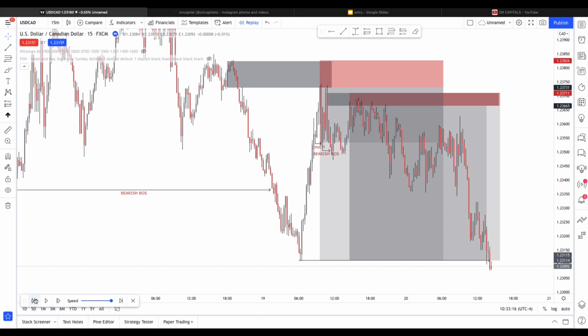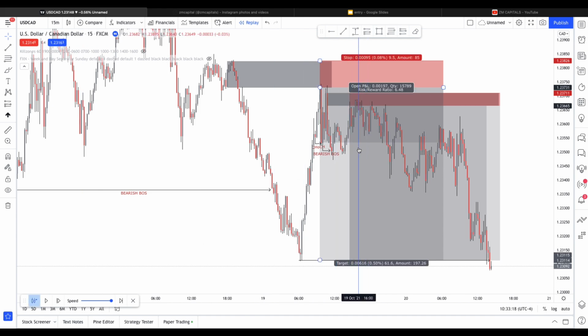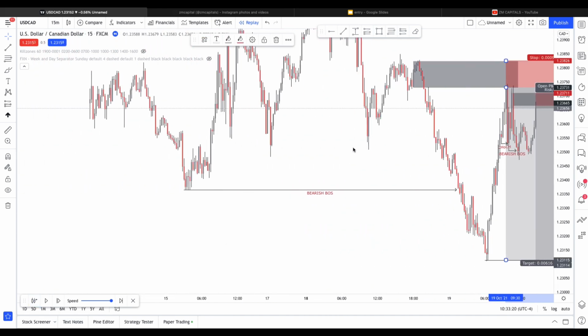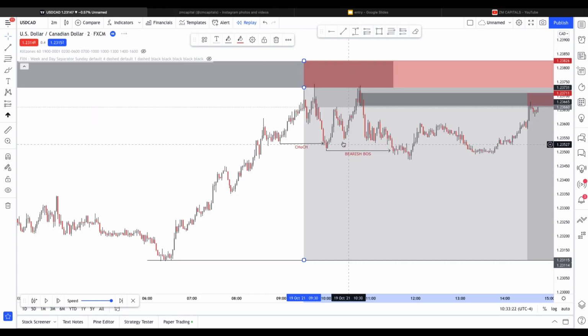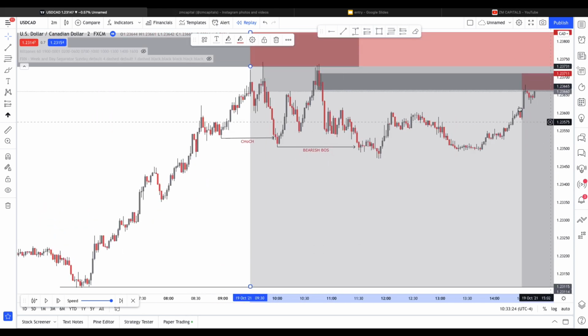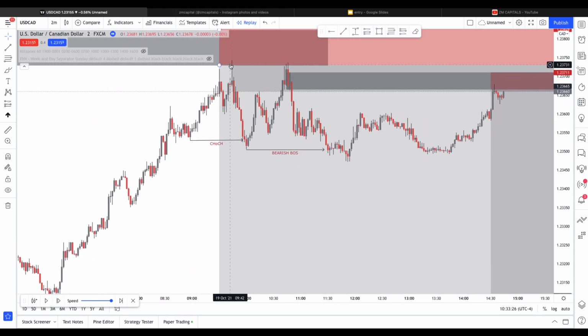Okay, now for the confirmation entry, let's actually replay price back to this point right here. And let's head over to the 2 minute and show you guys exactly what I saw. So price has reacted off that 1 hour supply. I waited for price to change character. Once we got that change of character right here.